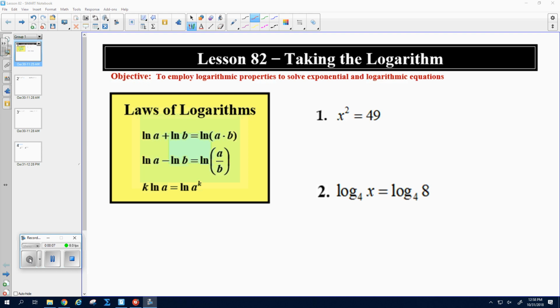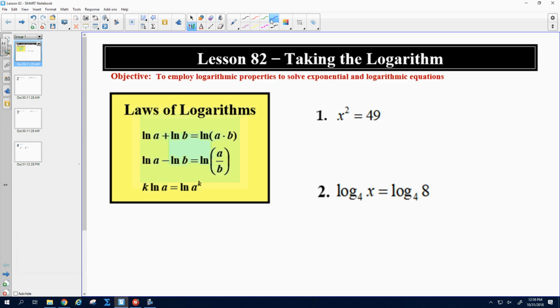So this is just a review of expanding and condensing, in case you forgot. If we're adding the natural logs, when you condense it, they multiply together, right? And when you're subtracting the natural logs, you divide. Same with the log, not just natural log. And also, if you have an exponent, you can move it to the front, or if you have it in the front, you can move it to the exponent. Those are the rules of logs.